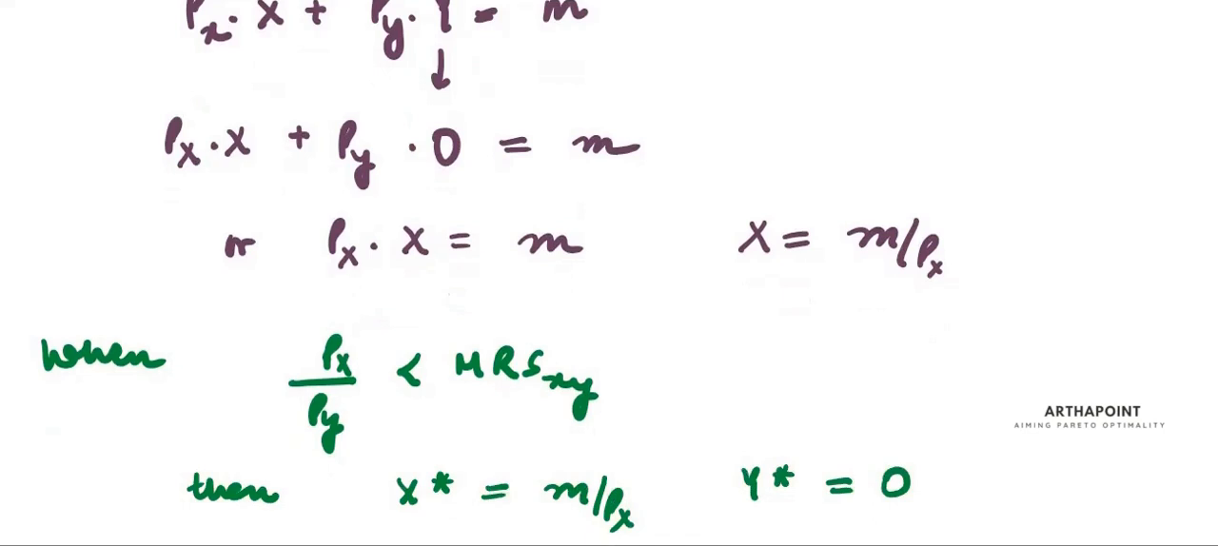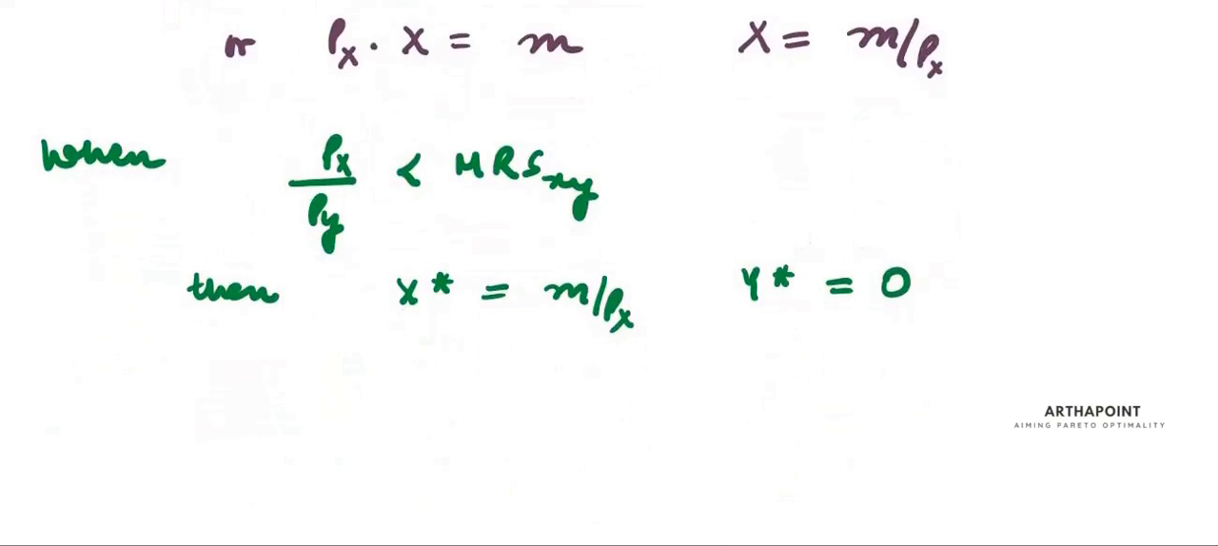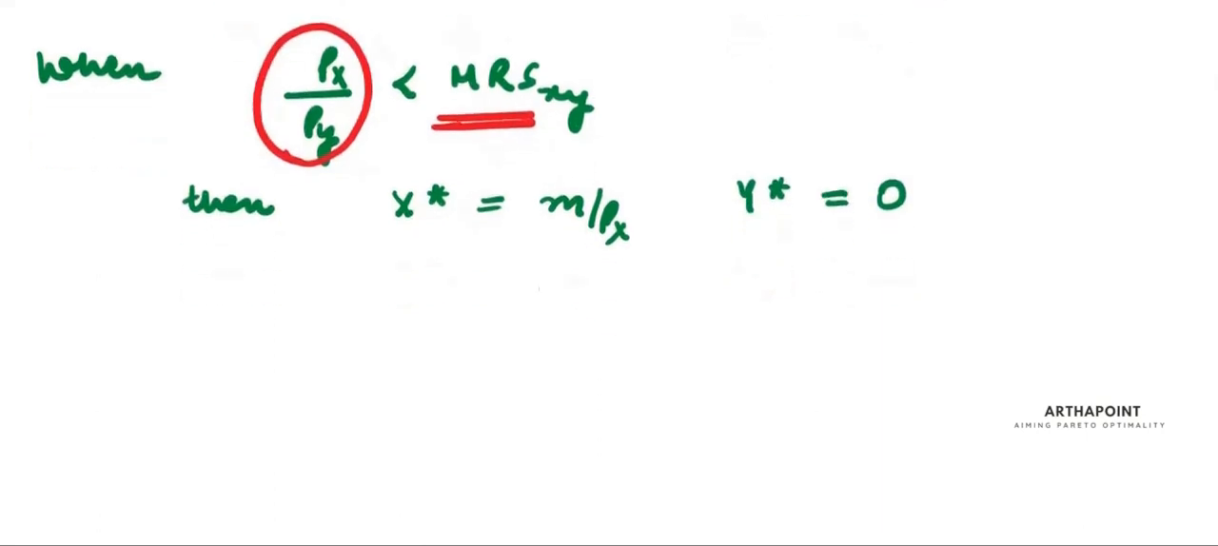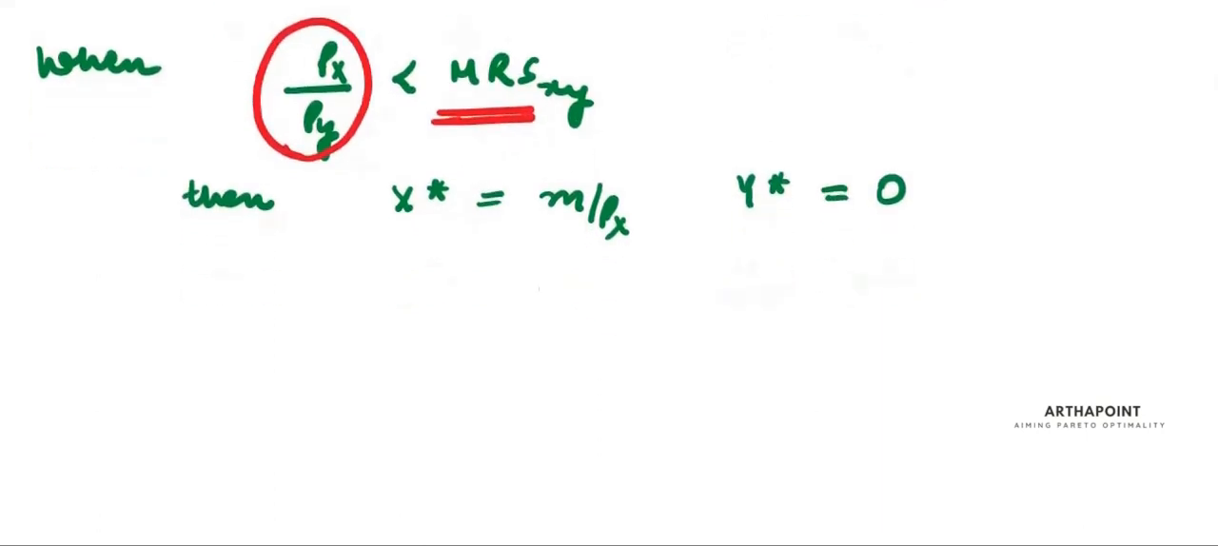Let's see what this means diagrammatically. Please understand that Px by Py is less than MRS XY. In this case, indifference curve and budget line are both lines. Indifference curve is not a curve. I don't have any tangency point. They're both lines, but with different slopes. So one will be flatter, one would be steeper depending on their slopes. I'll give you the simplest way to check when is a line steeper and when is a line flatter.